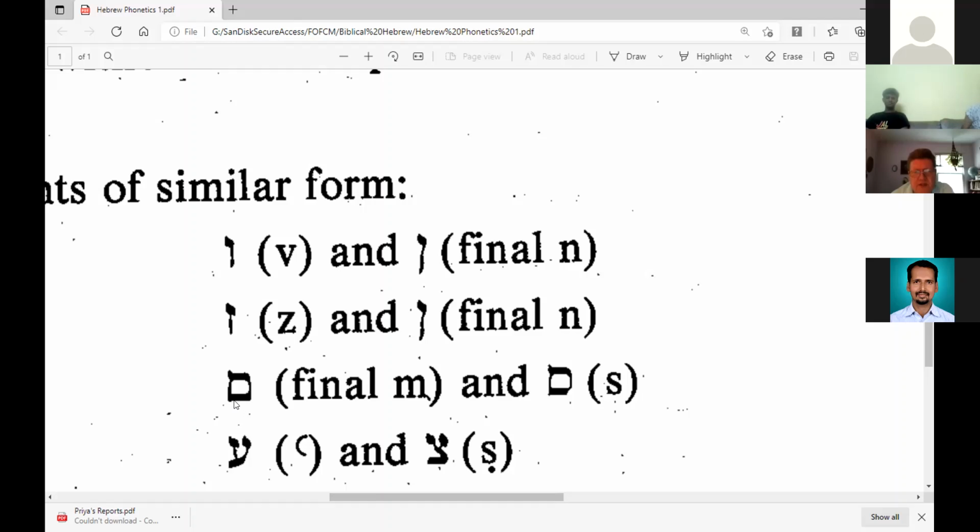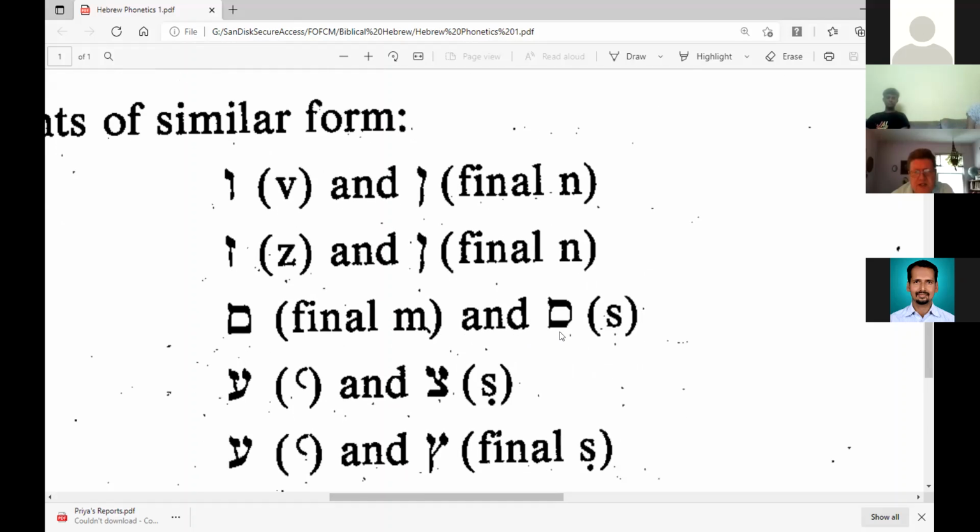Okay, and then we take a look at the mem and the samekh. The only difference is that the samekh has a rounded lower right side, here. It's similar on the left side. So that's really basically the difference.